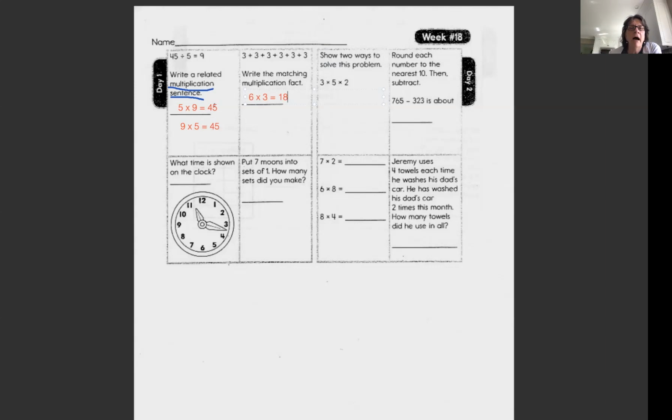Okay, next one is the clock. What time is shown on the clock? I'm going to give you a minute to write down your answer for that.